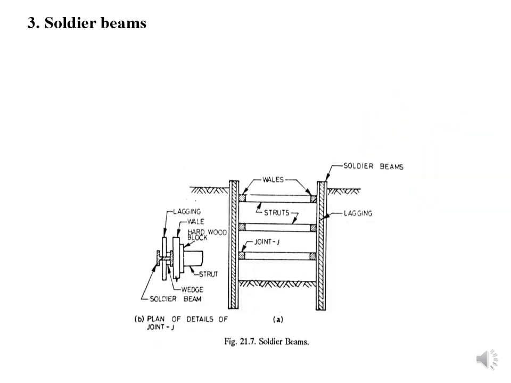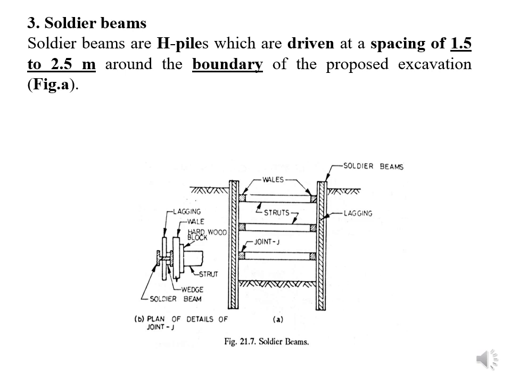Now we can see another type of seating and bracing system, which is called a soldier beam. This is also one of the seating and bracing system methods. In this case, what we are going to do, we are going to use the H piles. H piles is nothing but the steel H piles. Already I told you in case of pile foundation, the railway steel sleepers in the form of an H shape, or H piles also. So what we can do here, that is also driven at the spacing of 1.5 to 2.5 meter around the boundary of the proposed excavations.